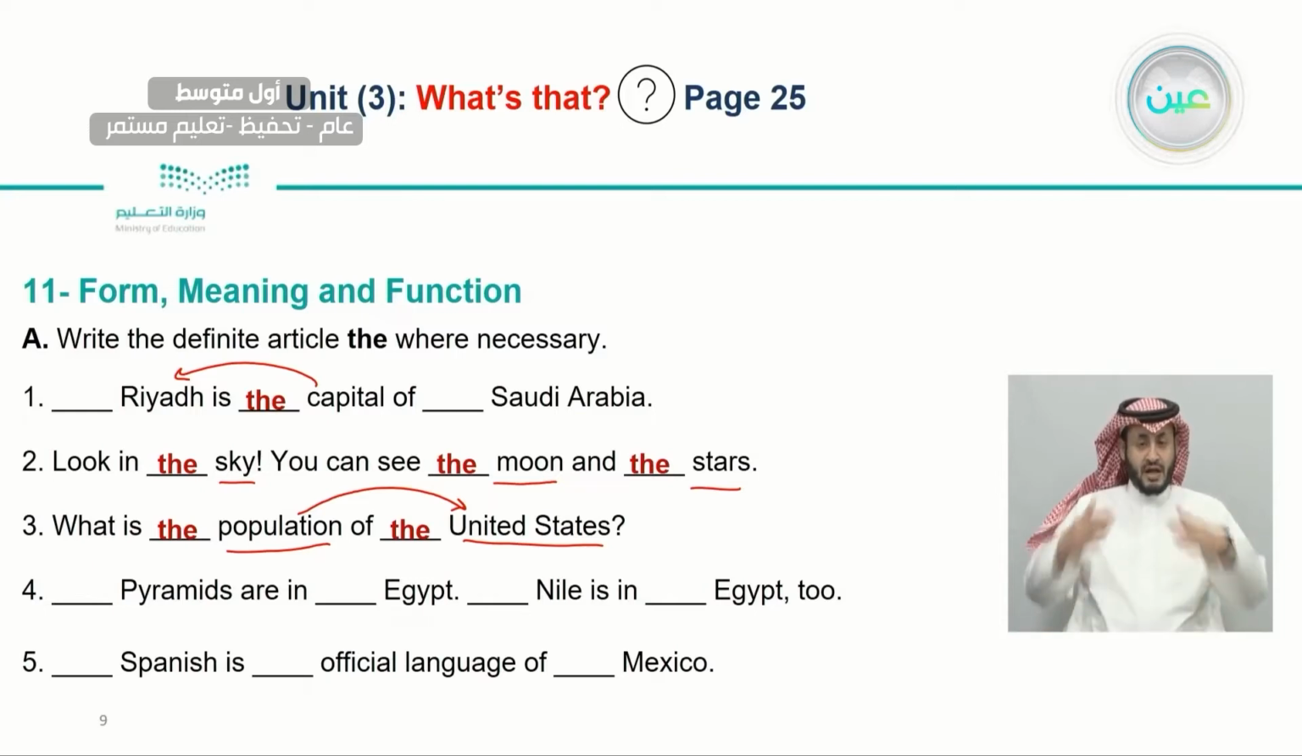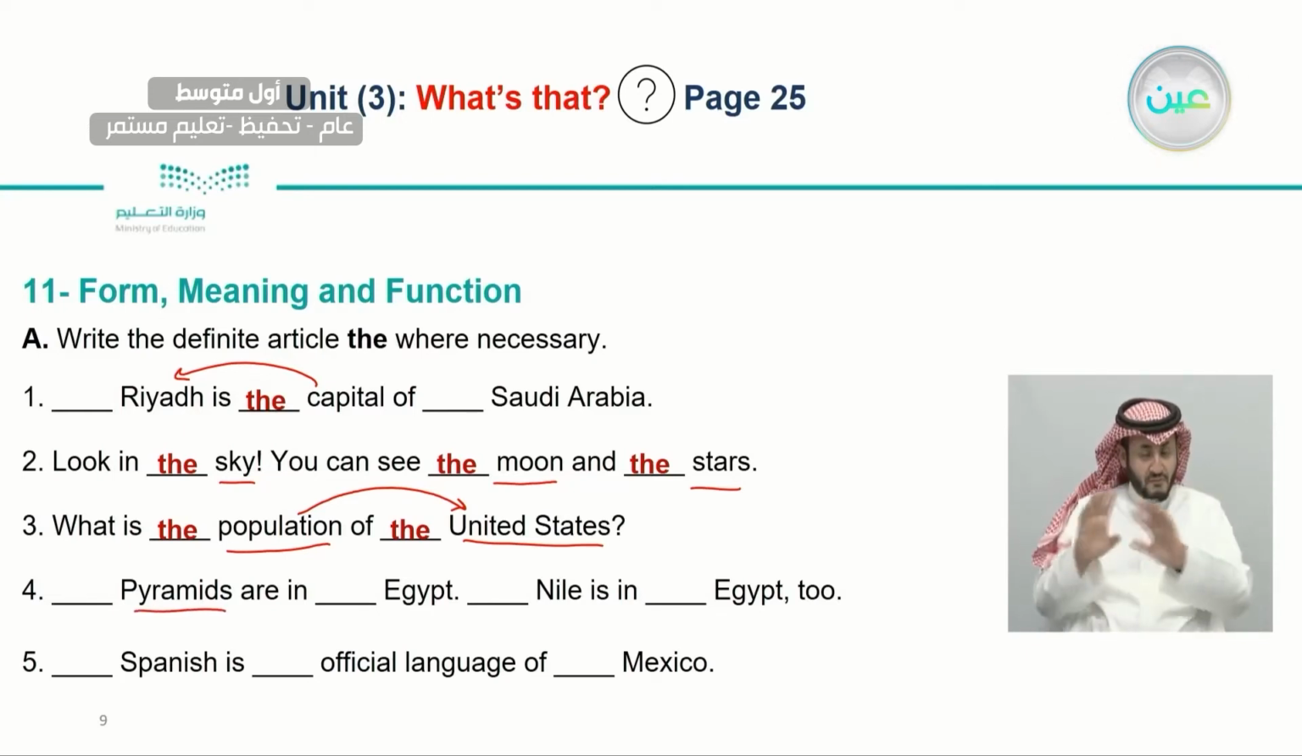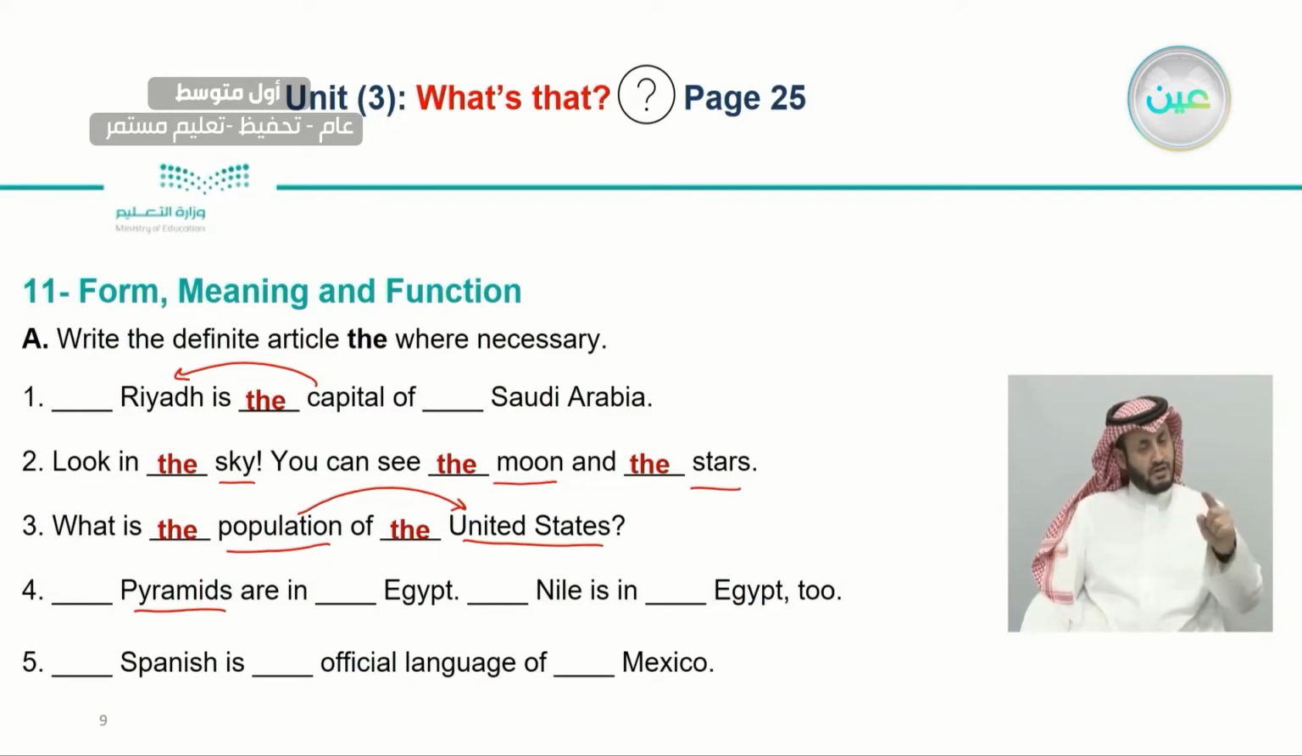Let's look at number 4. Pyramids are in Egypt. The Nile is in Egypt too. How about pyramids? Are they one of a kind? What do you think? Do you agree? How about Egypt? It's a name of a country. And the Nile too here. It's a river. And the other name of a country, Egypt, same country.